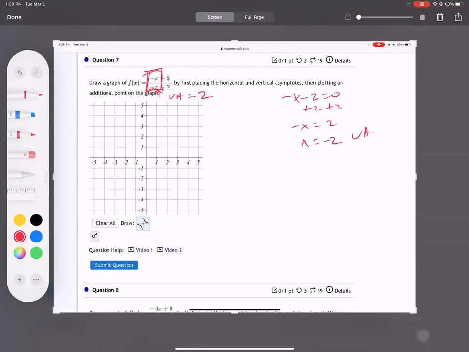Horizontal asymptote, take a look at the front. We have negative x and negative x. That becomes negative 1 over negative 1, which is 1. That's my horizontal asymptote because the exponents are the same. And we have a zero. Negative x plus 2 is equal to 0. If x equals 2, we have a zero. So the root is 2 comma 0.